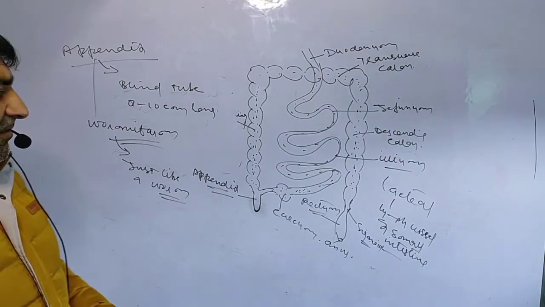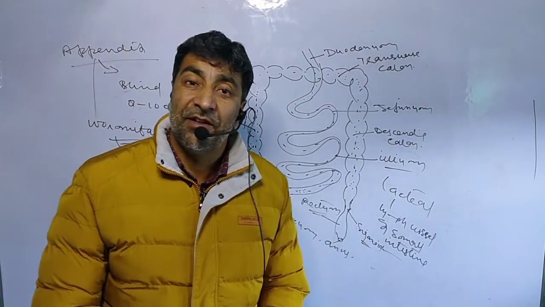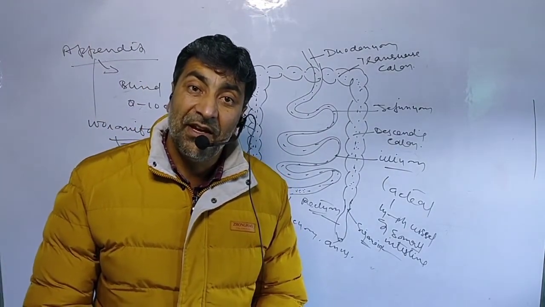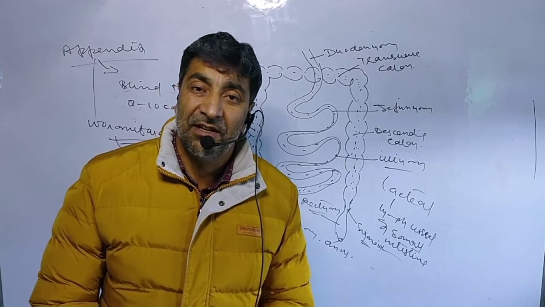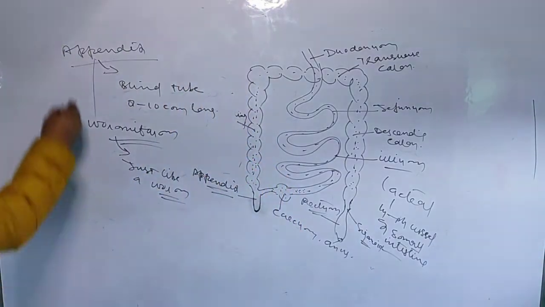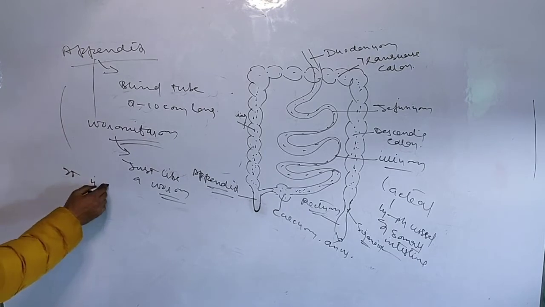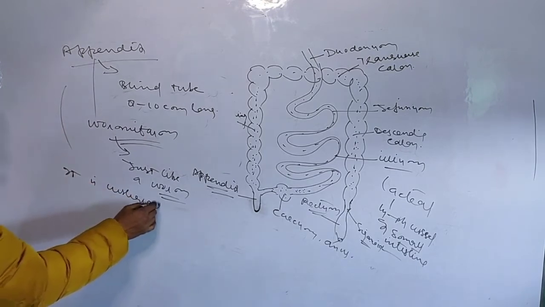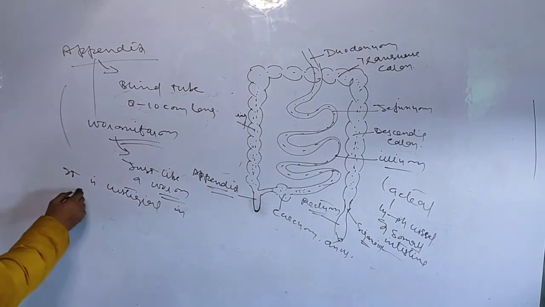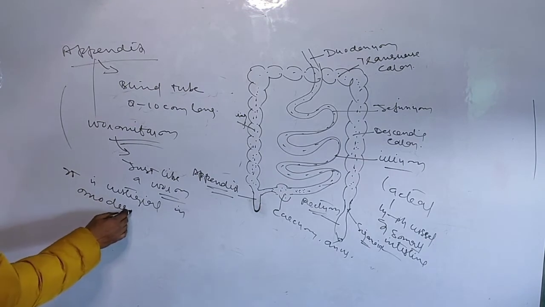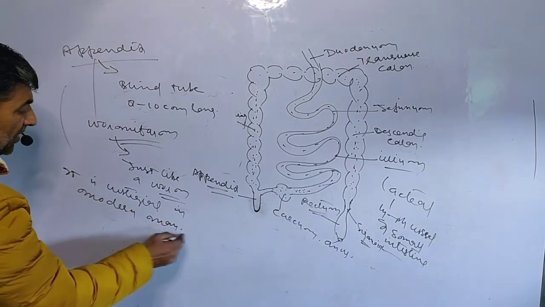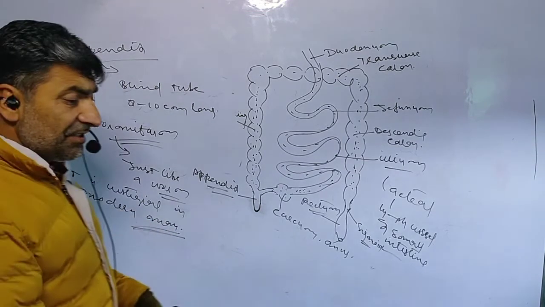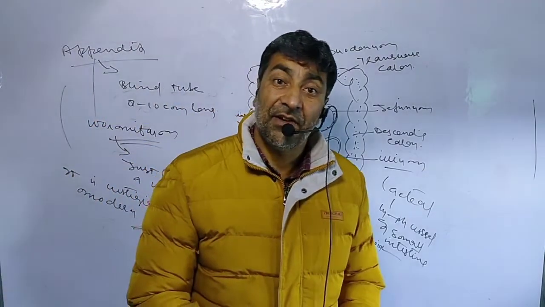And this appendix, you know, is vestigial in modern man. In modern man, it is non-functional, which means vestigial. In ancestors, it was functional.